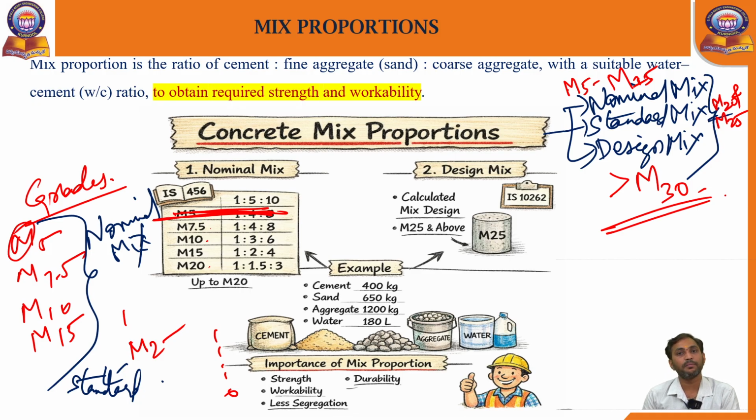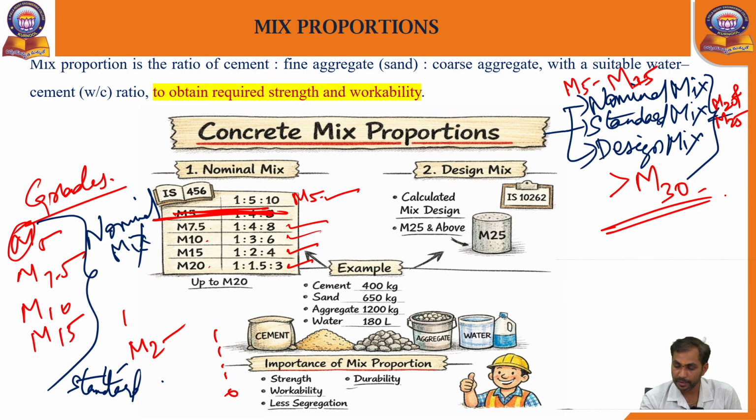Okay, done. So each grade has its own mix proportions. For M5, what is the mix proportion? That is nothing but 1:5:10. Coming to M7.5, what is the mix proportion? 1:4:8. Next, for M10, 1:3:6. Next, for M15, 1:2:4. And coming to M20, 1:1.5:3. And for M25, what is the mix proportion?